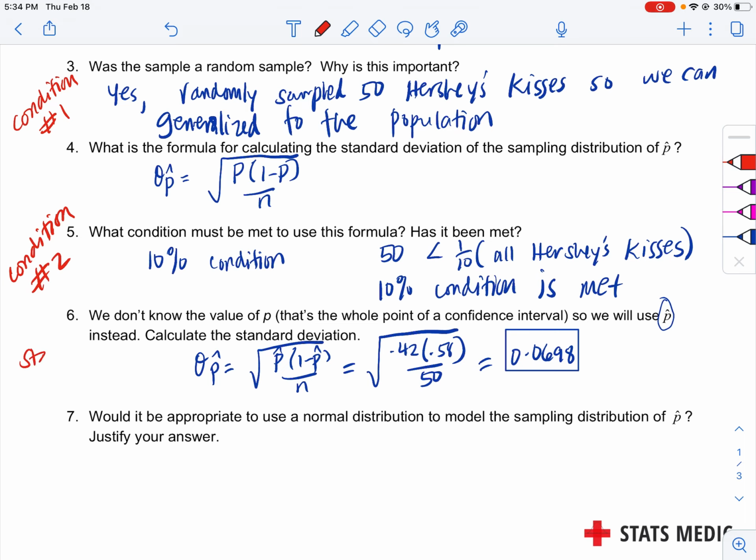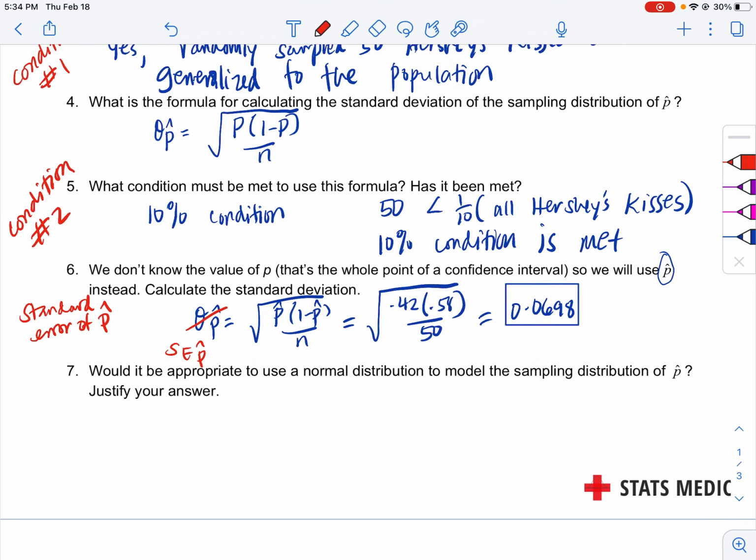Standard error of P hat. And the formula will now change into standard error of P hat equals the square root of P hat times 1 minus P hat over N. Okay, so we'll put that formula here in red.